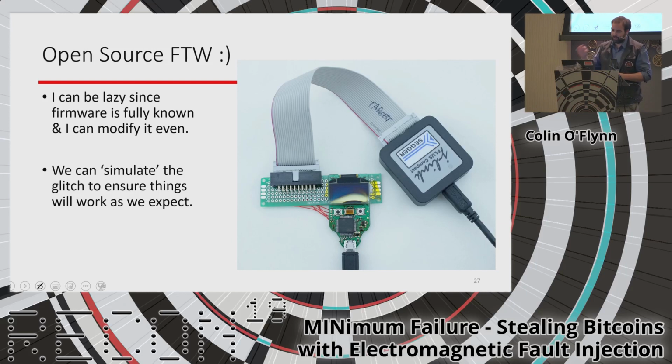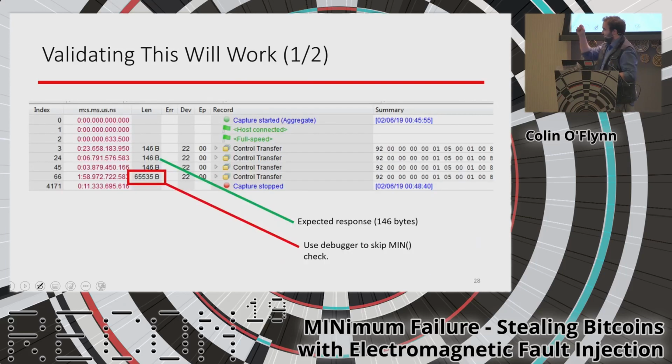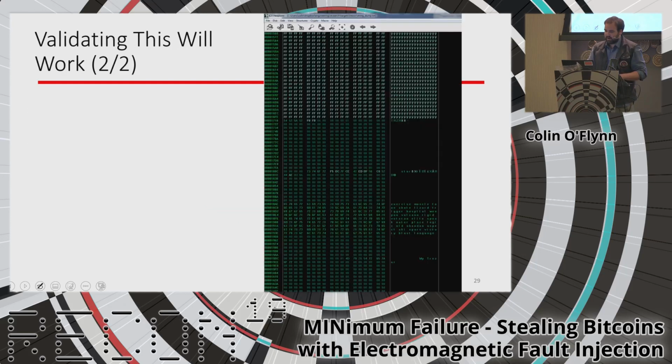But as step 0, being really lazy, we can get the open source code and compile it onto a version of the wallet. I've just taken a wallet and soldered a new chip on, so I have full JTAG access. And we can simulate this glitch. By simulate, I literally mean I single step through, hit that comparison, and use a debugger to skip that check. When you see that, you say, okay, yes, I'm going to get back 65K of data. It's good.